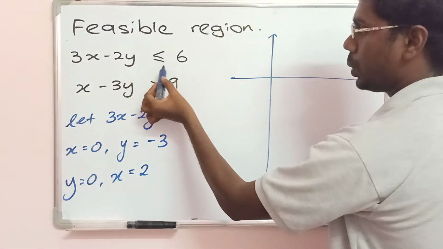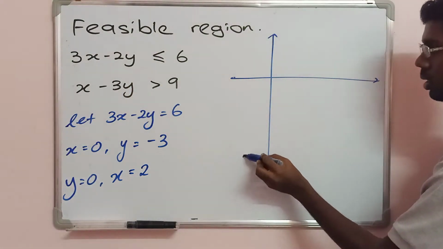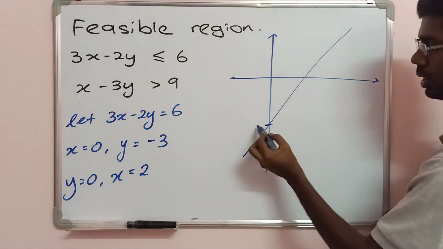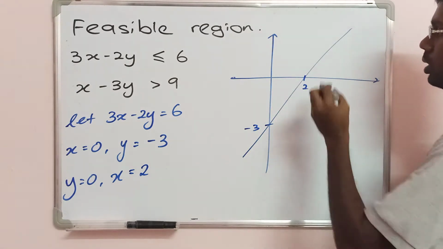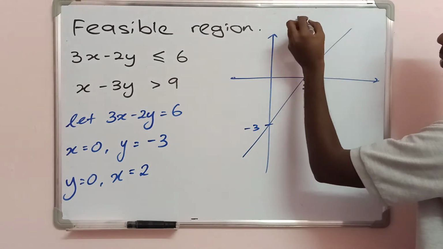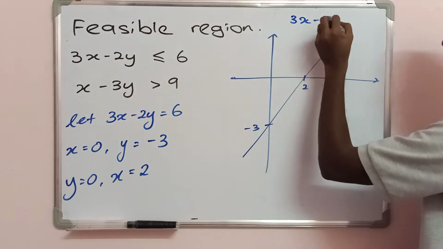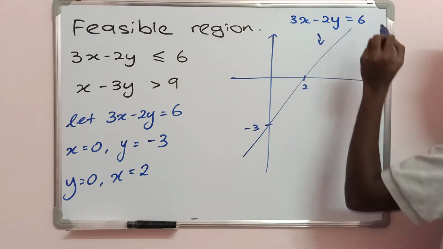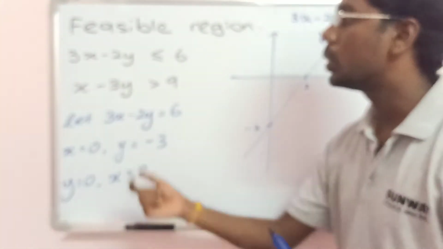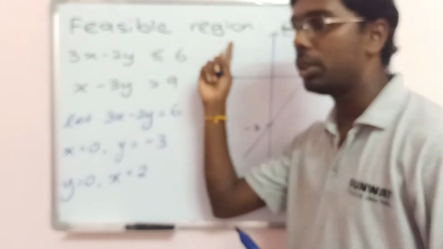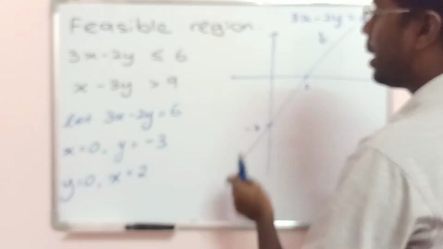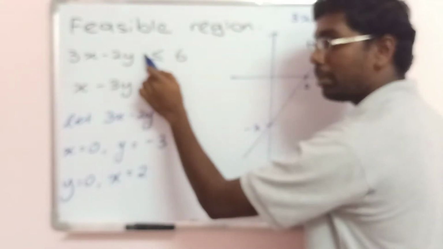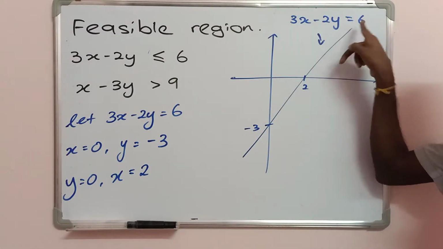Since it has the equal symbol here, it's going to be a straight line. Here is negative 3 and here will be 2. So this is the equation for 3x minus 2y equal to 6. We don't need to modify any equation. We don't need to bring it to y equals something. No need. We just write down whatever is here, but instead of the inequality symbol, we put the equal symbol. That's all.